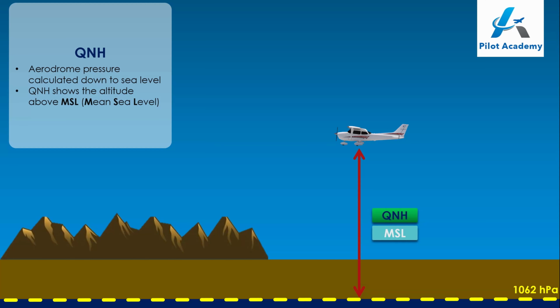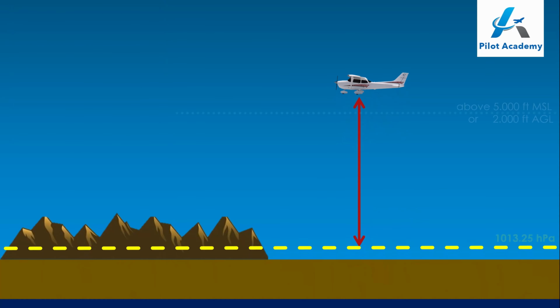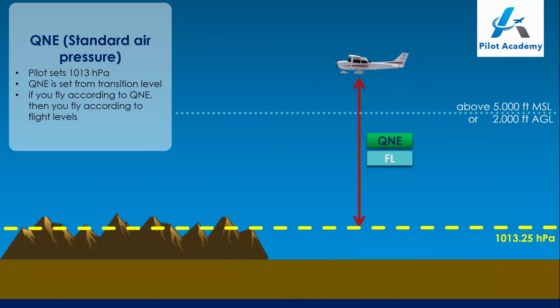as Info or Tower. In this case, the pilot has set the QNE or the standard air pressure. The standard air pressure means that the pilot must set 1013 hectopascal, so that all other aircraft have the same reference altitude. The QNE is set as soon as you are above the transition level or above the transition altitude of either 5000 feet MSL or 2000 feet AGL. Below the transition level, the QNH is mainly used for flying.